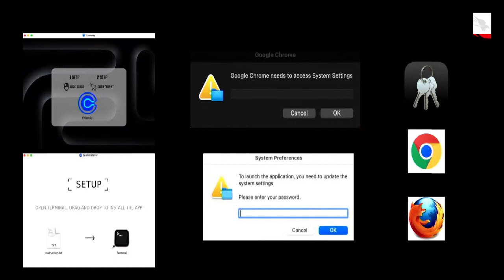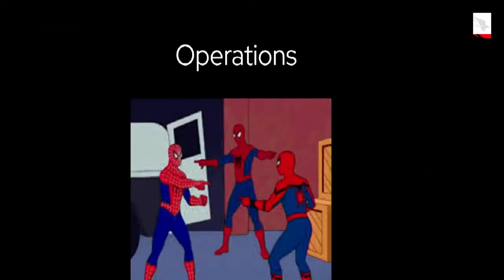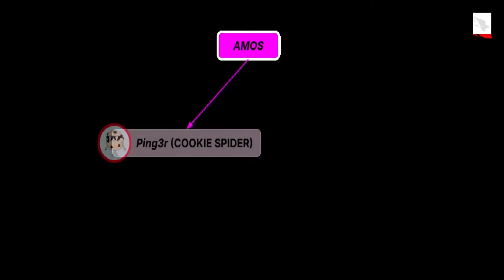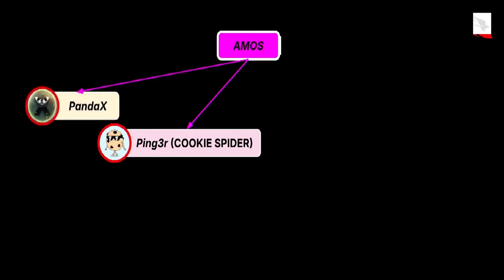Which brings us to our next topic, which is on the operations and getting to the bottom of it and figuring out whether it is all just AMOS. Well, kind of. So AMOS started the Mac stealer trend in 2023. It's operated by the moniker Pinger, who we track as the adversary Cookie Spider at CrowdStrike. Pinger has been active since 2018, is known for starting the Cookie.pro forum, and they took over the AMOS project in April of 2023. Another moniker part of AMOS is Panda X, who handles support.